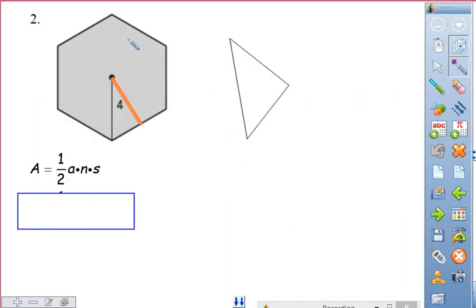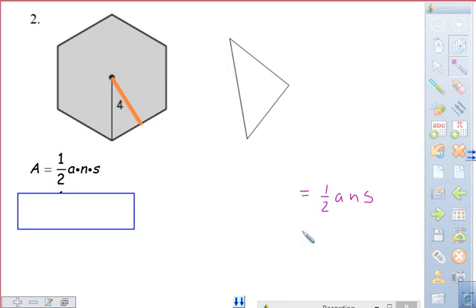Number 2. This one isn't going to be as easy. So if we plug in our values, our apothem, again, is given to us as 4. And I'll try to make it more clear if the 4 is the radius or the apothem, but that's the apothem.